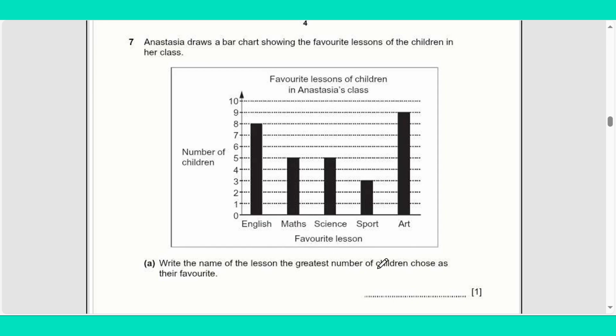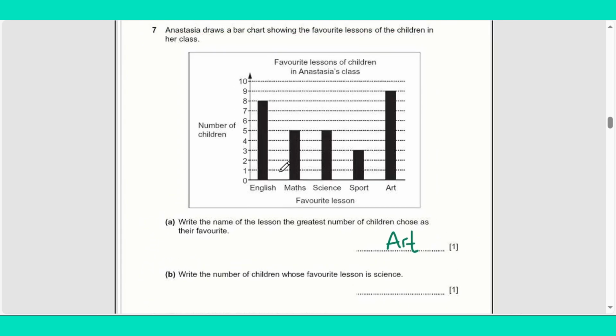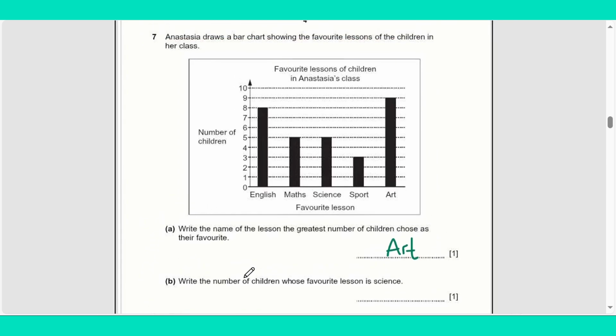So you got it correct, guys. So it must be art. Why? Because art has the highest bar here. It goes to 9. Alright, let's move on to 7b: write the number of children whose favorite lesson is science. Okay, science is 5. That's right, children.